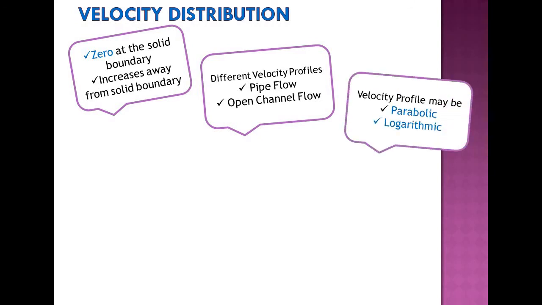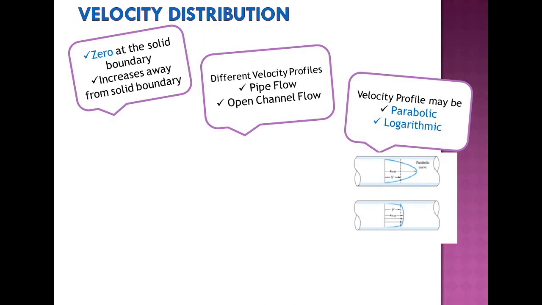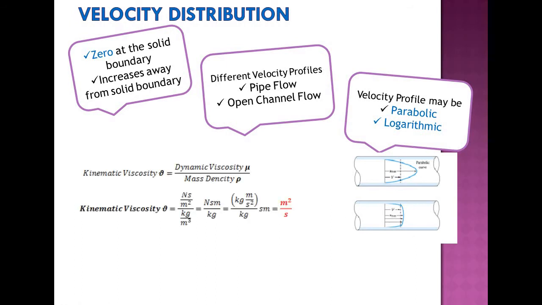If you consider pipe flow, the velocity profile may be parabolic, as we have shown here, 0 here, maximum at the center. It may be logarithmic, again 0 here, maximum at the center. So this is for laminar flow, this is for turbulent flow. That we will see later in this section. And now we will define another property, that is kinematic viscosity.